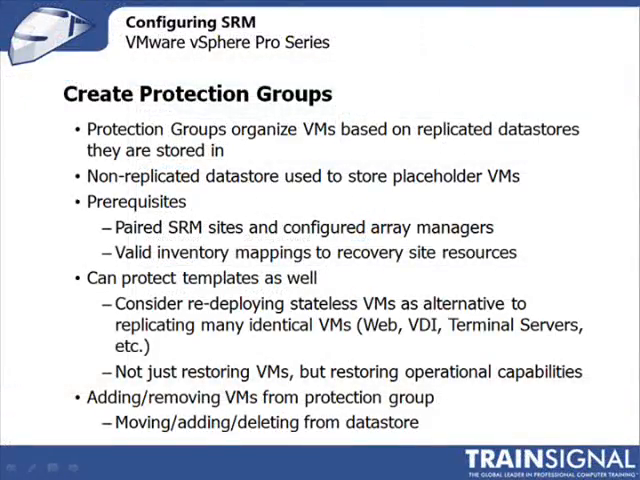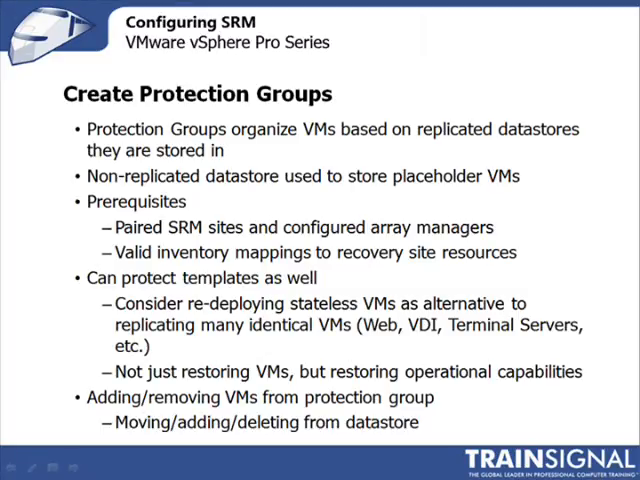Okay, let's talk about protection groups. Protection groups organize VMs based on replicated data stores that they're stored in. SRM also uses a non-replicated data store to store placeholder VMs, sometimes called shadow VMs, that contain the settings needed to quickly recover protected virtual machines in a DR test or an actual failover operation. These placeholder VMs also help administrators on the recovery site to easily identify what VMs are protected by SRM.